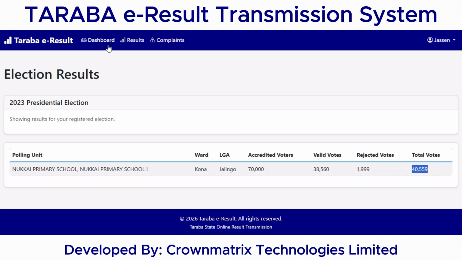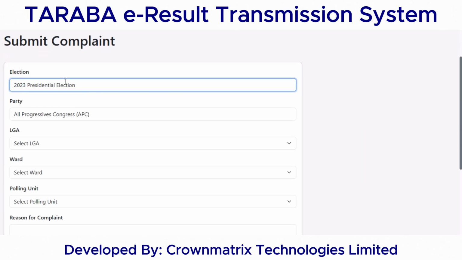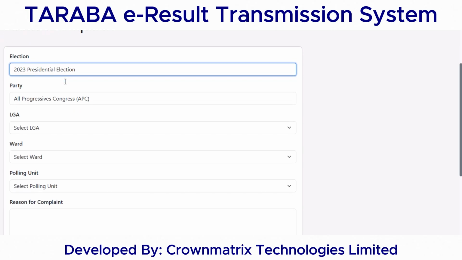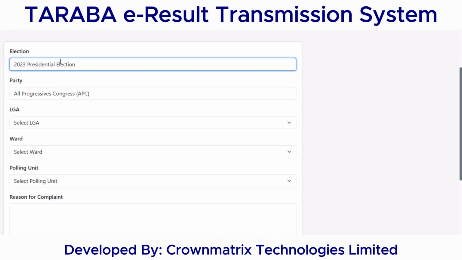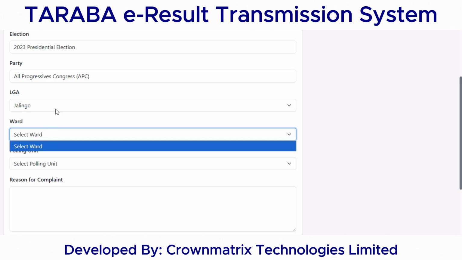then he can submit a complaint. Submitting a complaint, he goes to dashboard, submit complaint, and here the complaint he can only submit is under his category of election. He cannot submit a complaint under another category of election, and his party is also permanent here. You can see this is 2023 presidential election, and you can see All Progressive Party. Then you can see the local government. He can choose the local government he wants to actually make a complaint to.